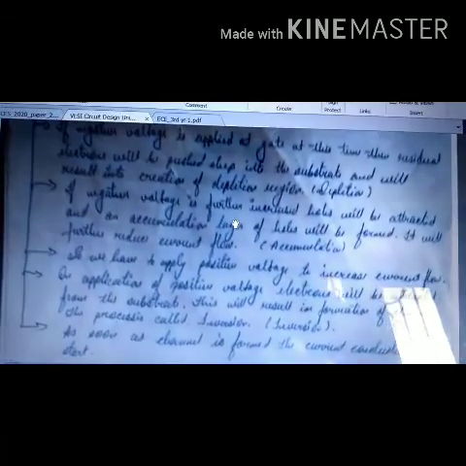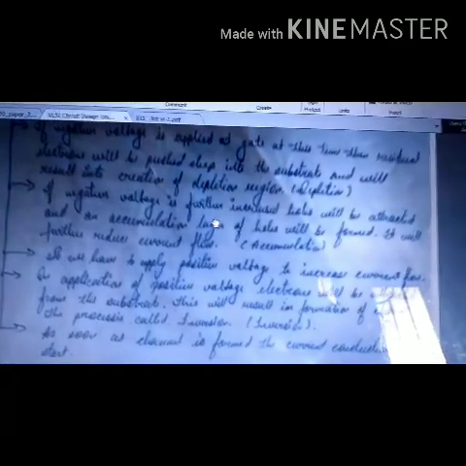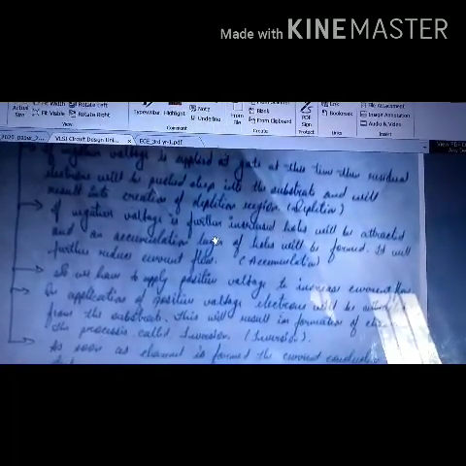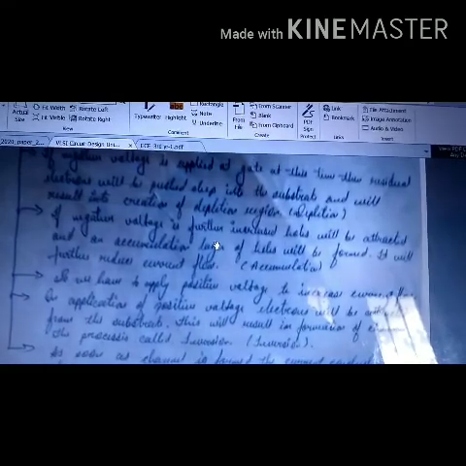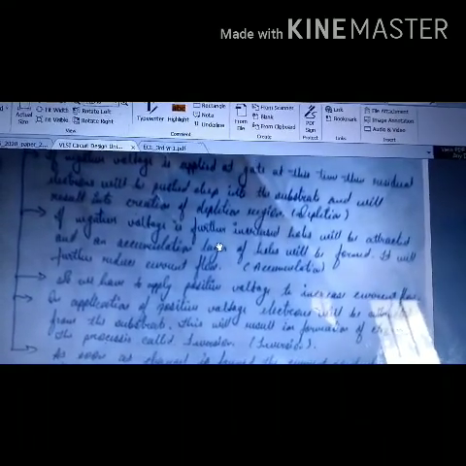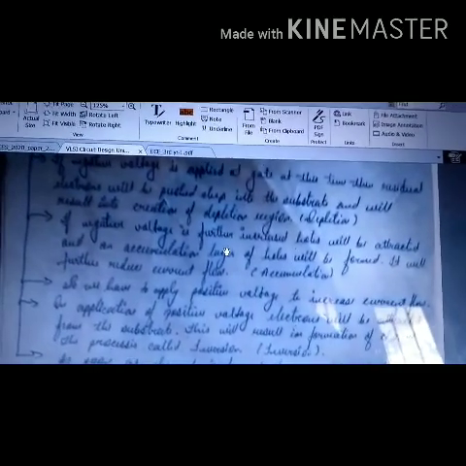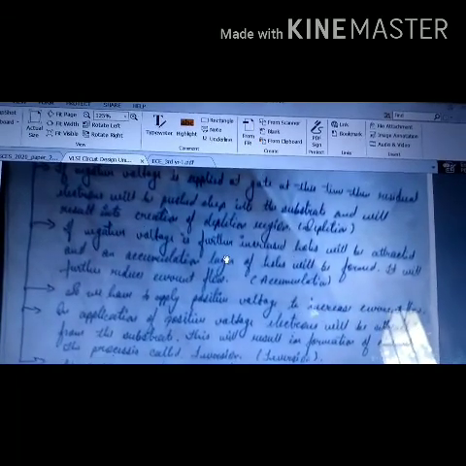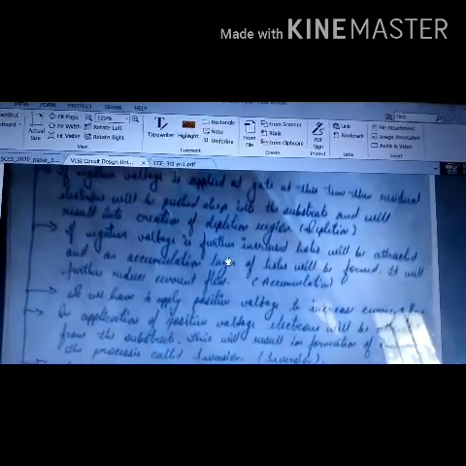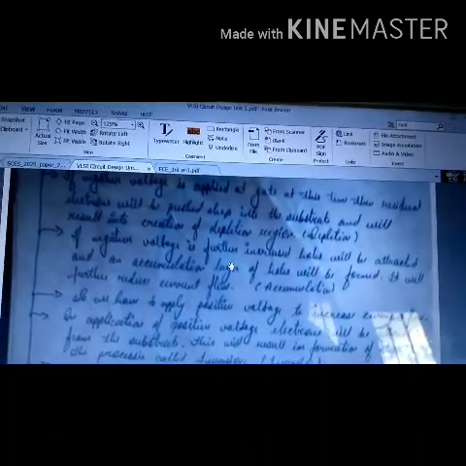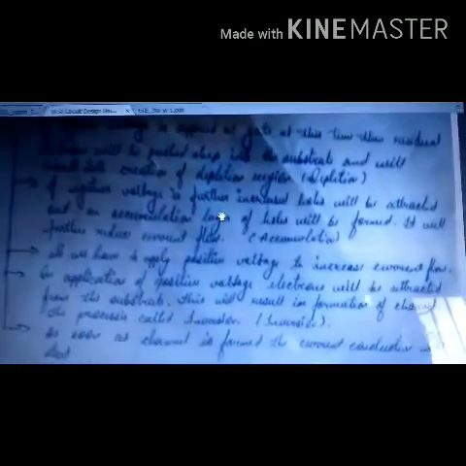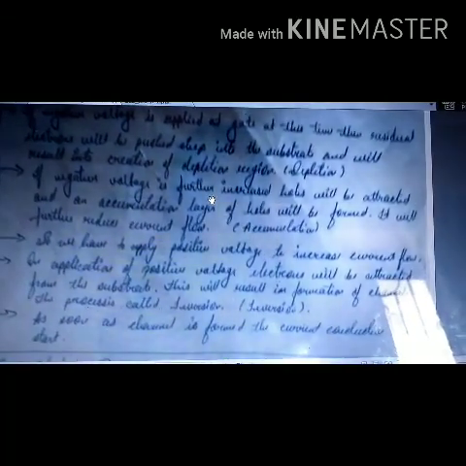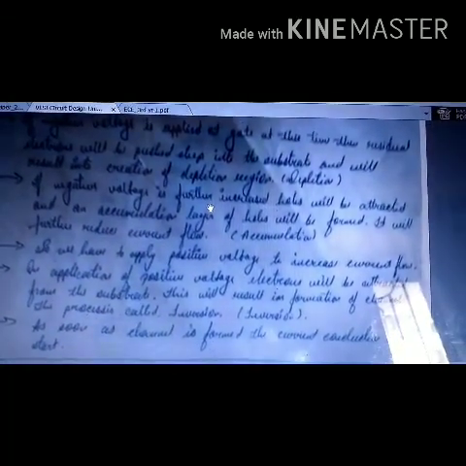Once a channel is formed between source and drain electrodes, the flow of current can start to take place between source and drain on application of a proper drain voltage. Now if the drain voltage is increased, current flow will also increase. So how can the gate control this current flow? If we make the gate more and more positive, it will attract more electrons to the channel, and in this way the gate can control the conduction of the channel. Okay, this is all for this video. Thank you.